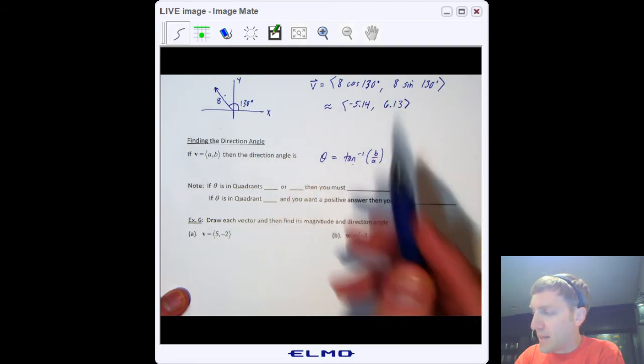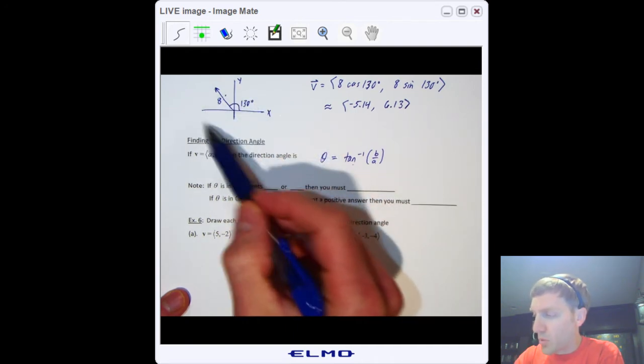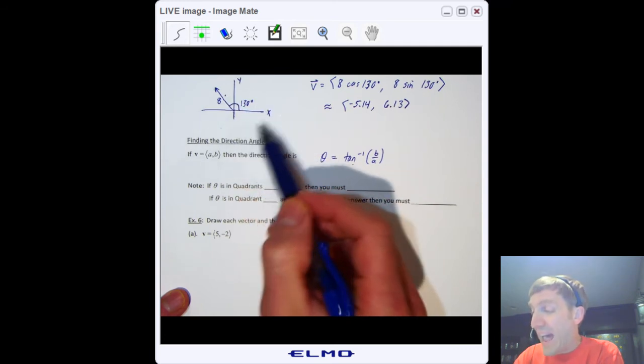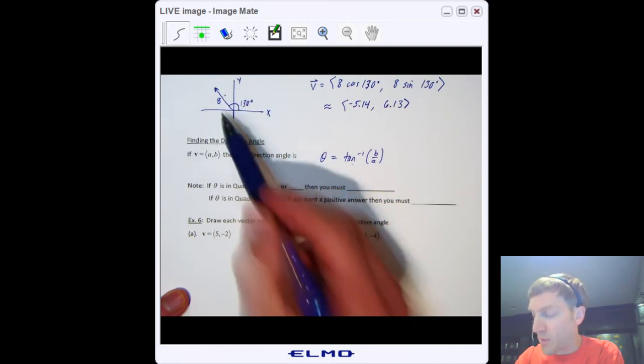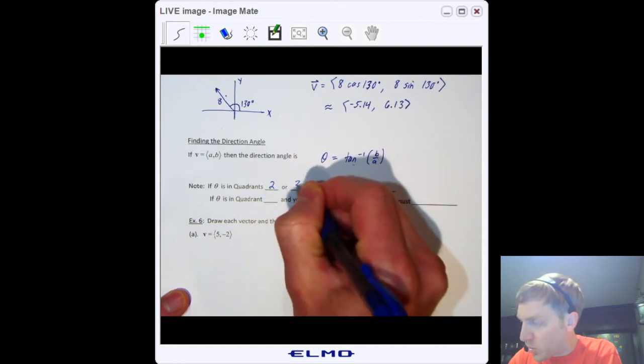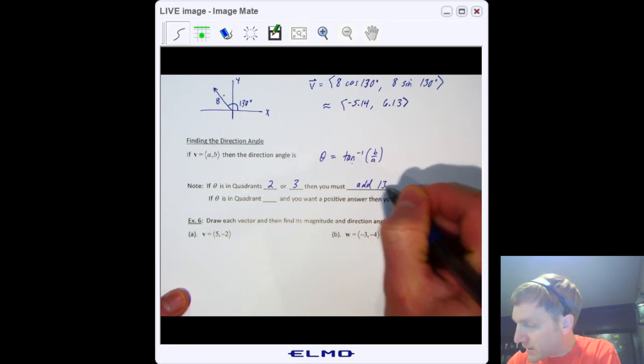What if I'm in quadrant 1 and I want to move to quadrant 3? Or if I'm in quadrant 4, I want to move to quadrant 2. You want to move exactly halfway around the circle. So if your angle's in quadrant 2 or 3, then you must add 180 degrees.